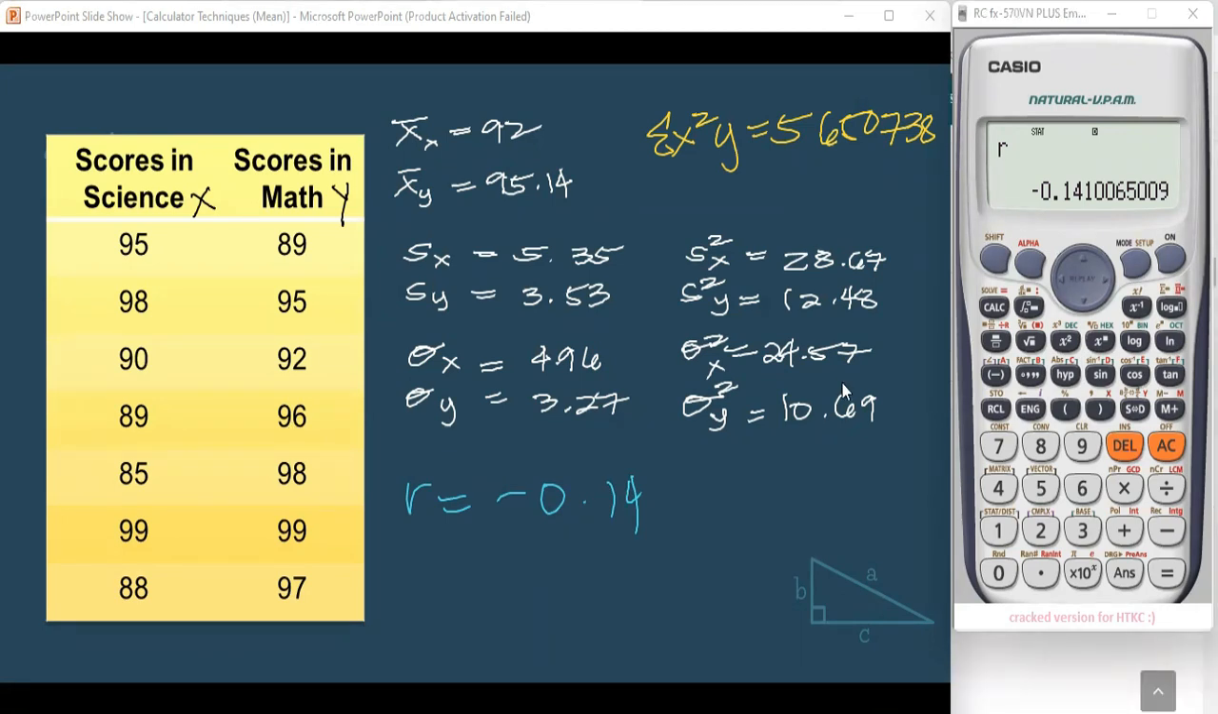So not just that, my dear students, you can also get the linear equation or the linear regression equation of this problem po with the use of our calculator. So remember po that in our linear regression, di ba po, we have the formula y is equal to a plus bx. This is what we call the linear regression equation.